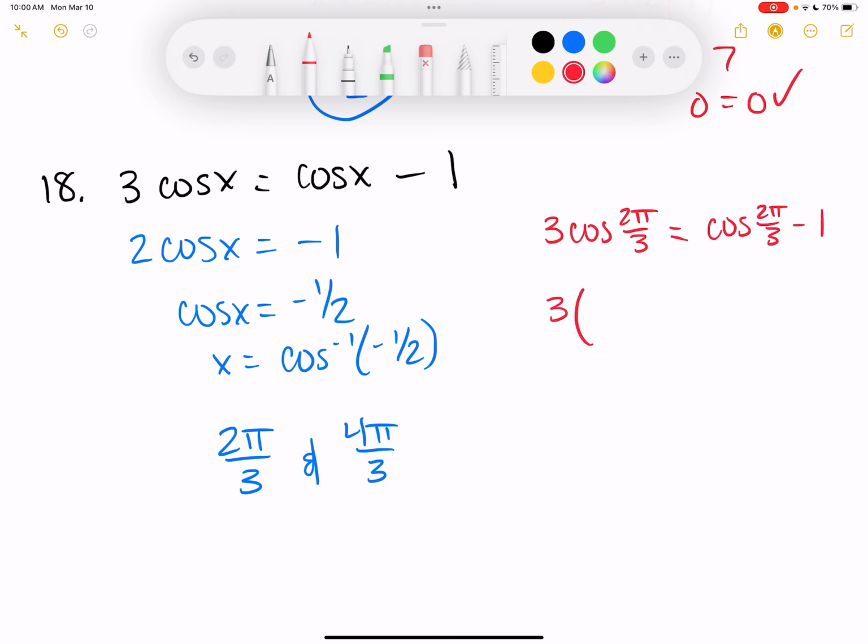And because I know that the cosine of 4 pi over 3 is the exact same thing, I don't need to also check that one in this case.